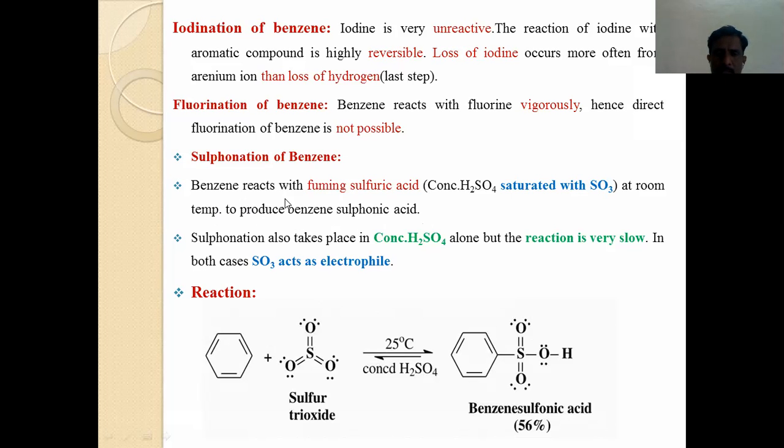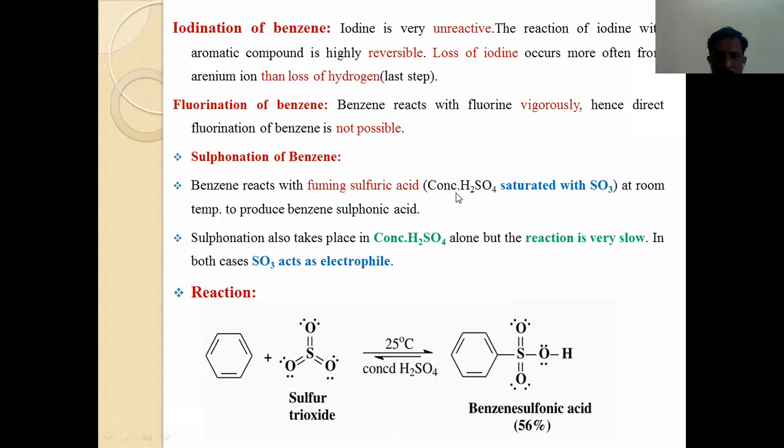Benzene reacts with fuming sulfuric acid in the sulfonation of benzene. Sulfonation also takes place in concentrated H2SO4. Now the question arises: can we perform the sulfonation reaction without using sulfur trioxide? If you use only sulfuric acid, the reaction is very slow. That's why we use sulfur trioxide.